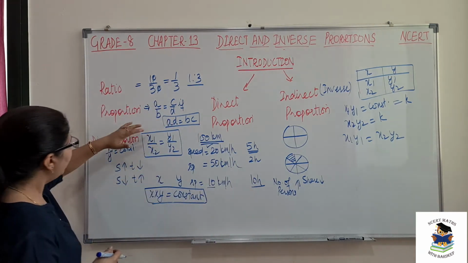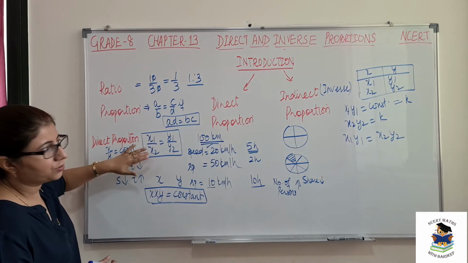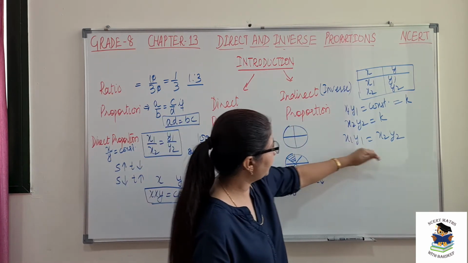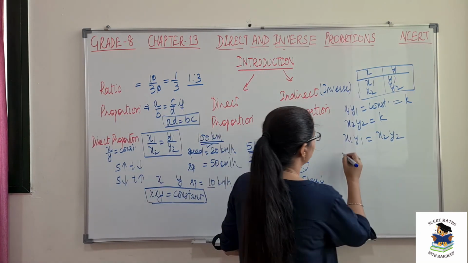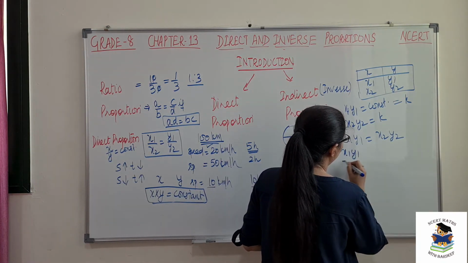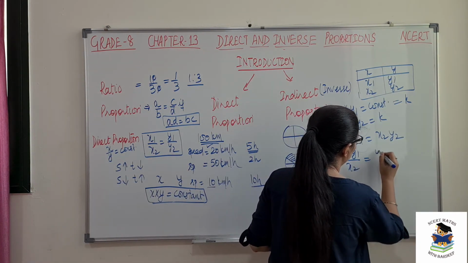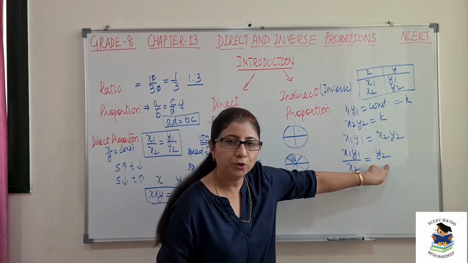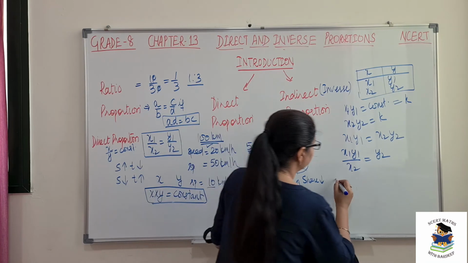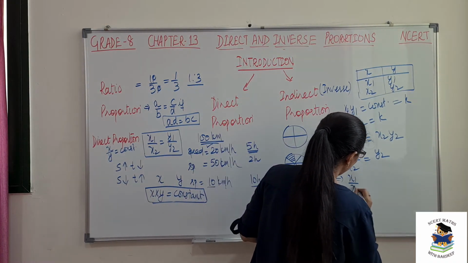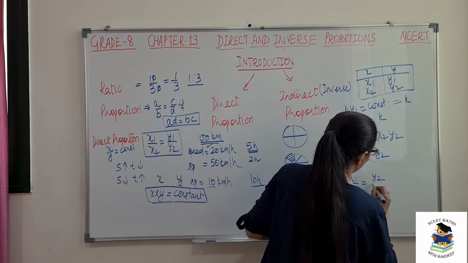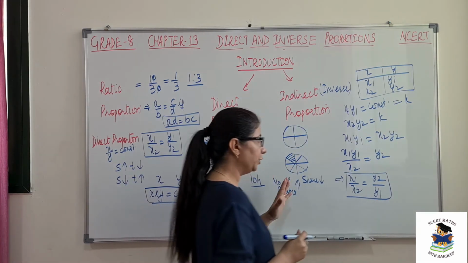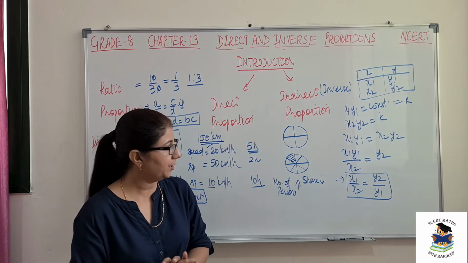Now see, I have taken this as x1 over x2. I want same for this also. So see, x2 is here. I'll shift this to this side. So this will be x1 into y1 over x2 is equal to y2. Now this y1 should go to other side. So it will be x1 over x2 is equal to y2 over y1. So this is the formula for inverse proportion.